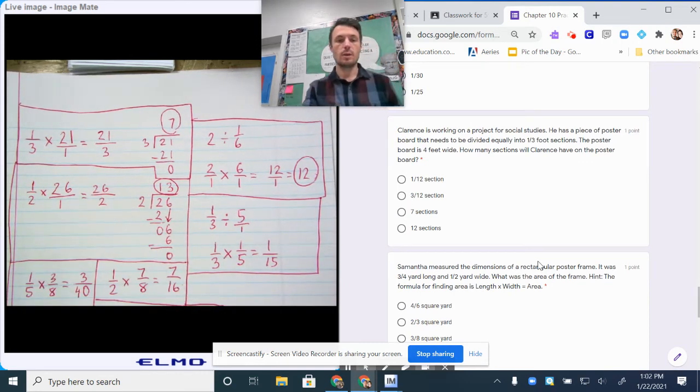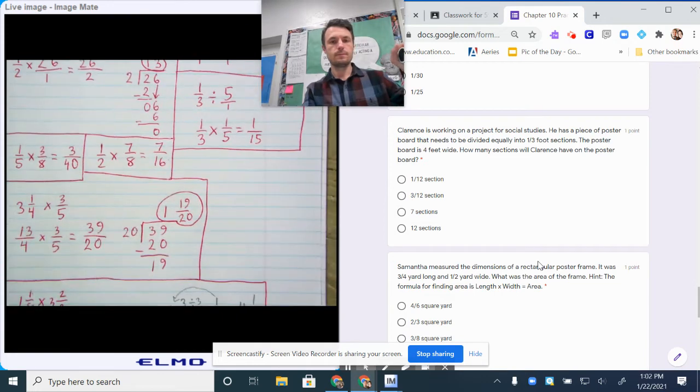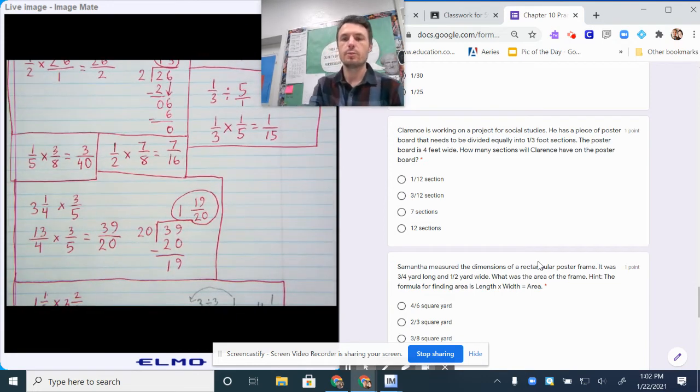Now we have some word problems. Clarence is working on a project for social studies. He has a piece of poster board that needs to be divided equally into 1/3 foot sections. The poster board is 4 feet wide. How many sections will Clarence have on the poster board?